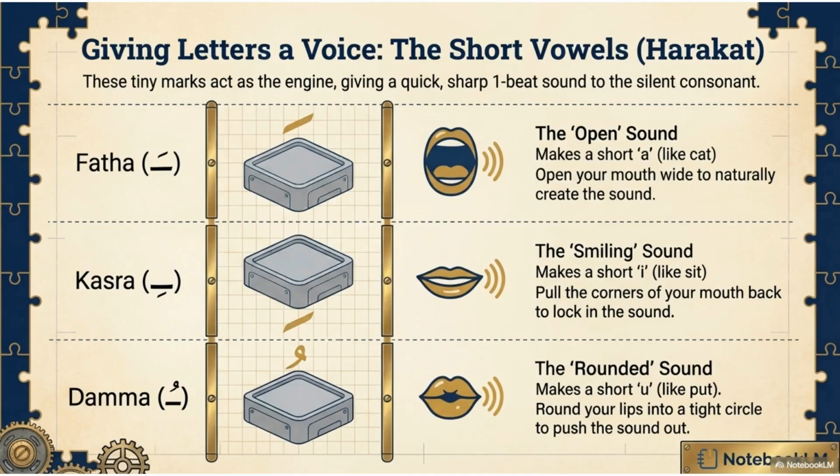Kasra is the smiling short E sound, like in the word sit. Dammah is the rounded short U sound, like in the word book.